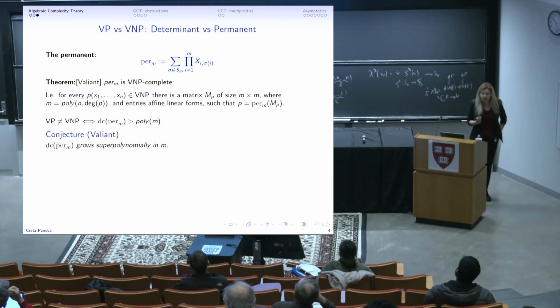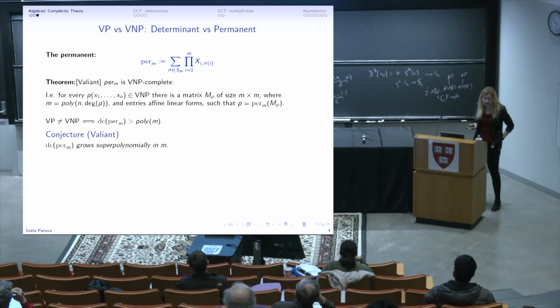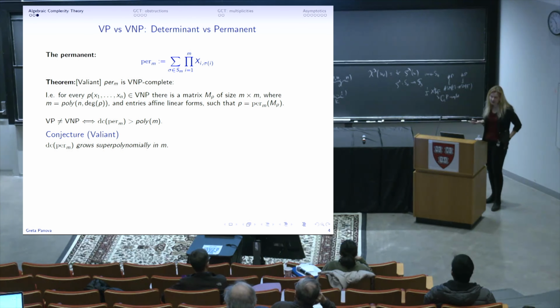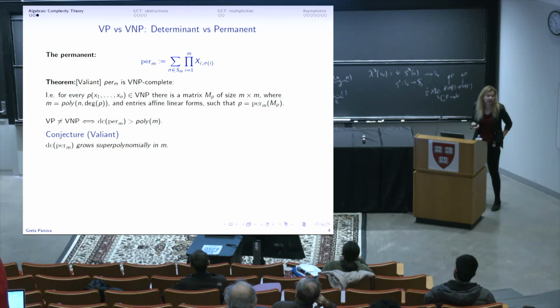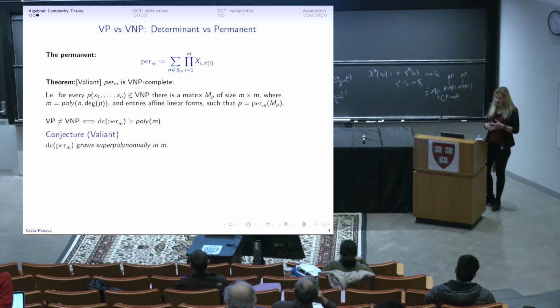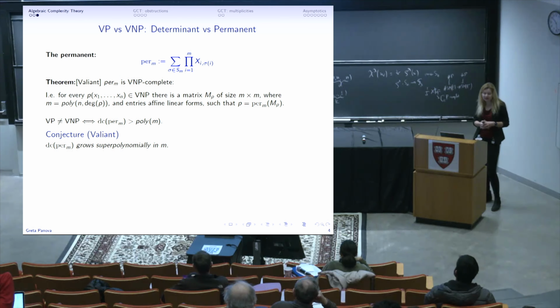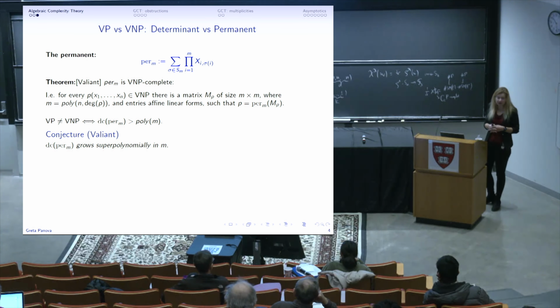So if we want to show that VP is not equal to VNP, it means that the determinantal complexity of the permanent grows super polynomially in m. So it's bigger than any polynomial size. We want to show that the permanent is not in VP, and that's going to be enough. So this is the main conjecture now. We compare determinant versus permanent and try to find the determinantal complexity and show that it is super polynomial in m.